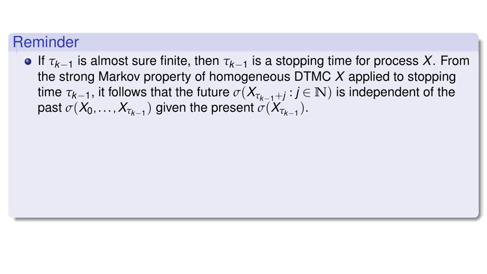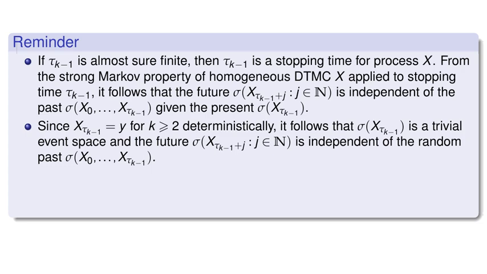If τ_{k-1} is almost surely finite, then τ_{k-1} is a stopping time for process X. From the strong Markov property of homogeneous DTMC X applied to the stopping time τ_{k-1}, it follows that the future σ(X_{τ_{k-1}+j} for j in ℕ) is independent of the past σ(X₀ through X_{τ_{k-1}}) given the present σ(X_{τ_{k-1}}).